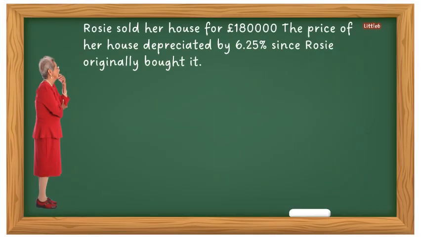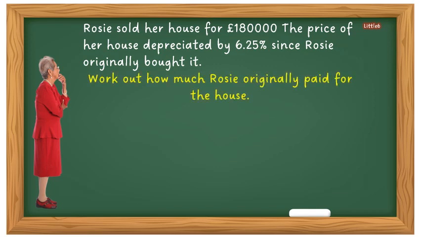Right, you can have a go at this one. Rosie sold her house for £180,000. The price of the house depreciated by 6.25% since Rosie originally bought it. Work out how much Rosie originally paid for the house. Pause the video, see if you can get it.